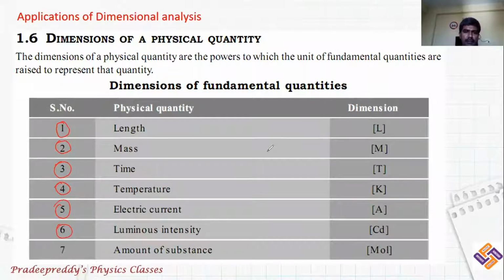And remember, dimensions should always be represented with a square bracket. Length dimension is capital L, mass capital M, time capital T, temperature should be denoted with capital K, K stands for Kelvin, electric current denoted with A stands for ampere, luminous intensity denoted with CD, candela, and amount of substance you should represent with mole. And remember, when you are taking a square bracket, it means that it is the dimension of that particular physical quantity. So this part should be clear for every student in the room.